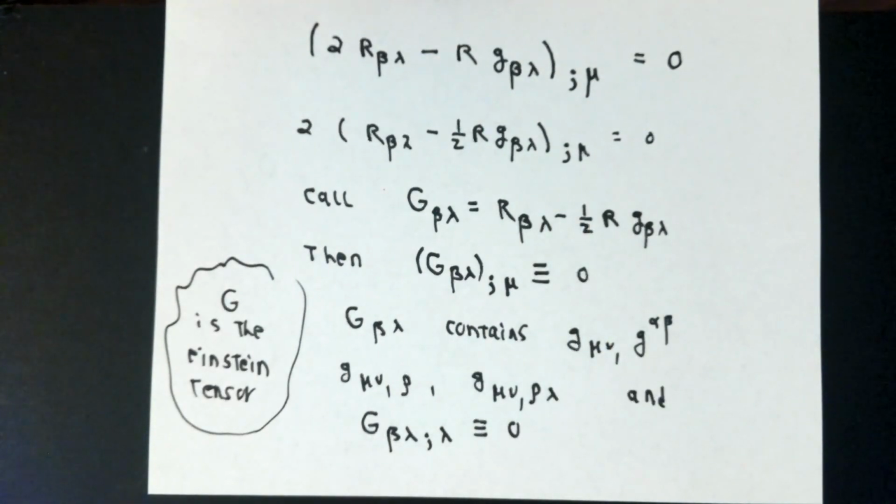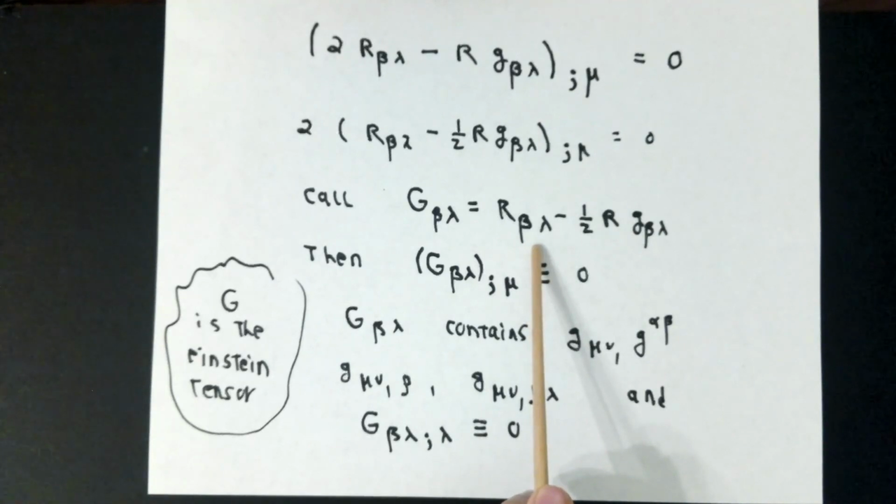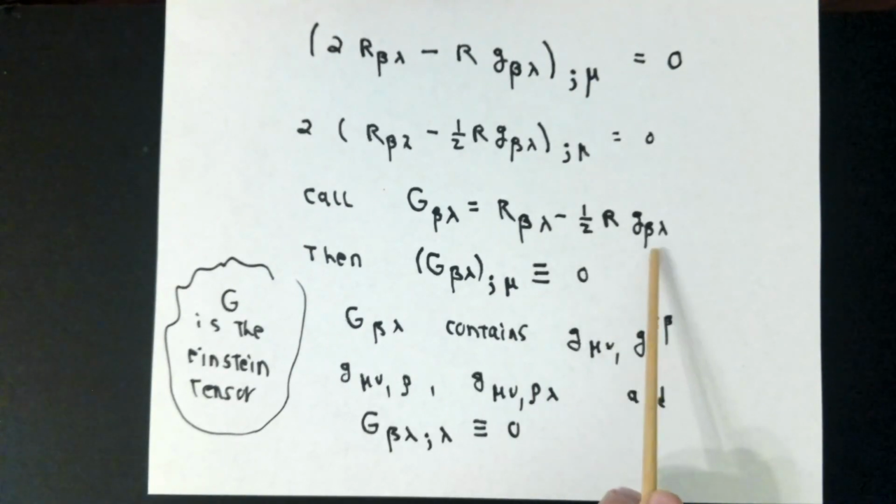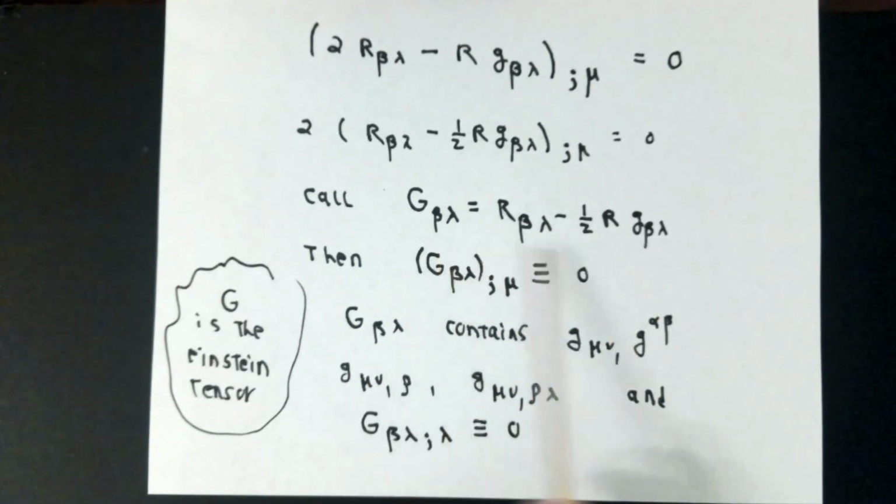We're going to make up a name for the components inside the parentheses. We're going to call them capital G beta lambda. They are equal to the corresponding component of the Ricci tensor minus half of the Ricci scalar multiplied by the corresponding components of the metric tensor. What we have figured out is the divergence of this is automatically 0.